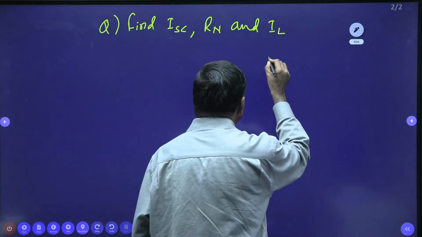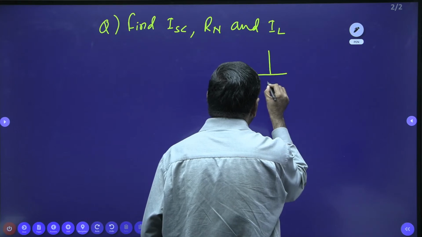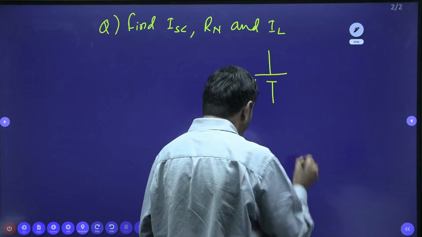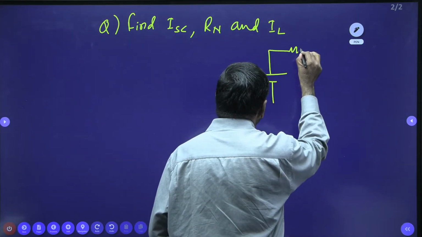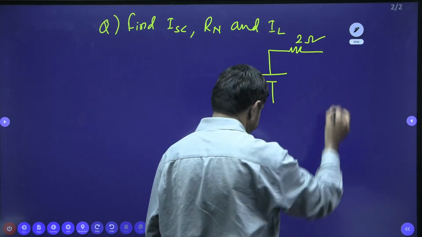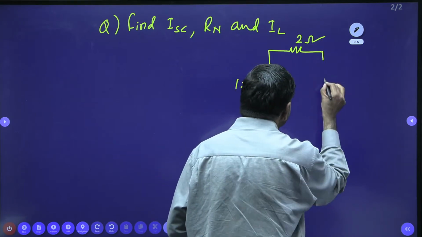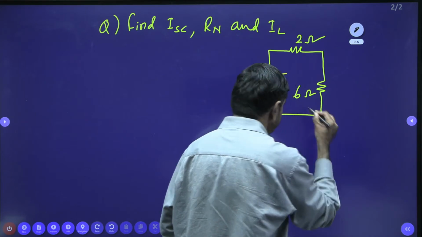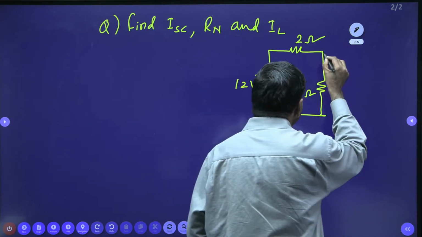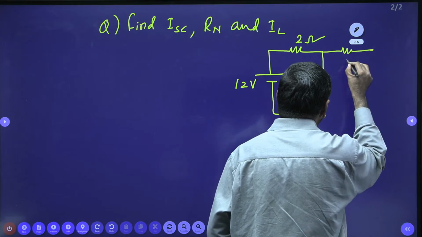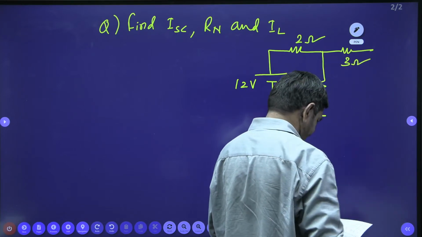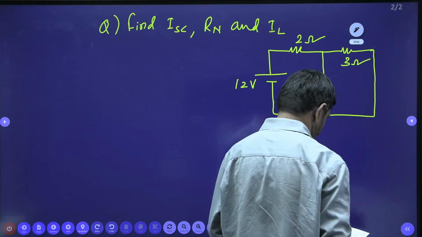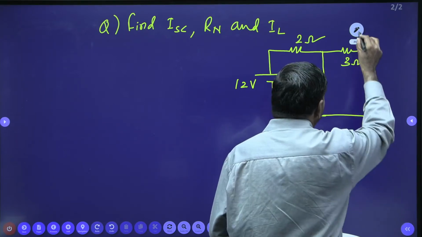Here it is given with a 12 volts battery. There is a 12 volts battery and a 2 ohm resistor is connected here, a 6 ohm resistor is connected here. This is 6 ohm. And a 3 ohm resistor is connected here, the current passing through these 3 ohm, and one more I removed.